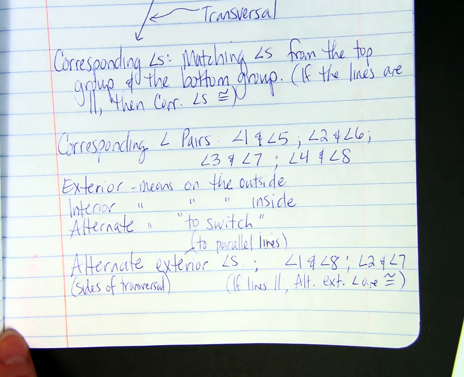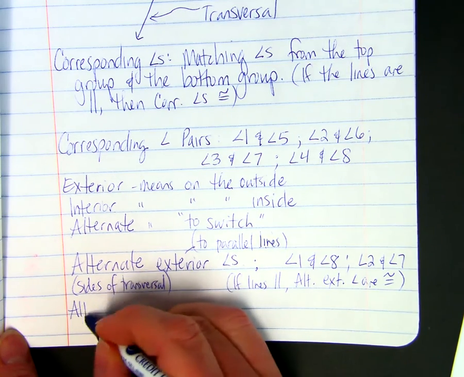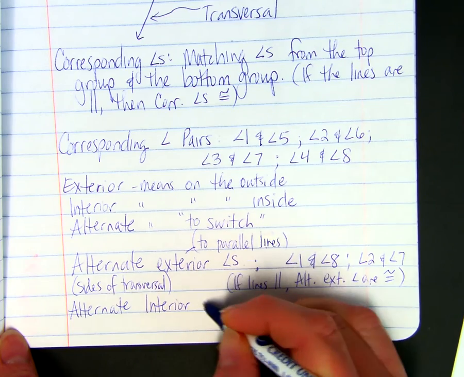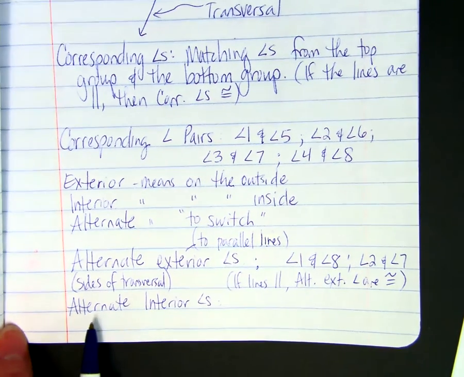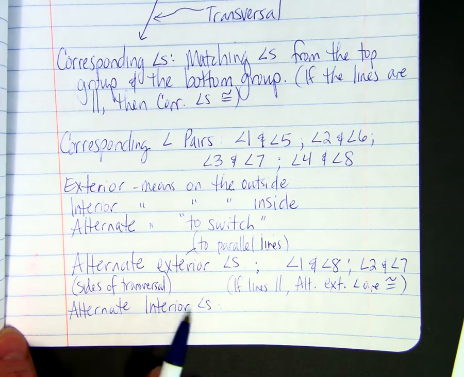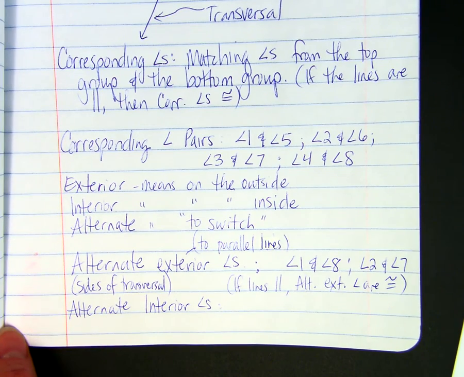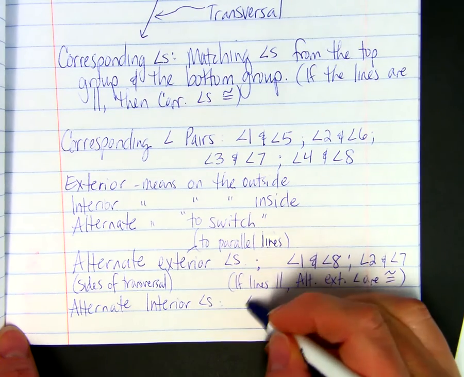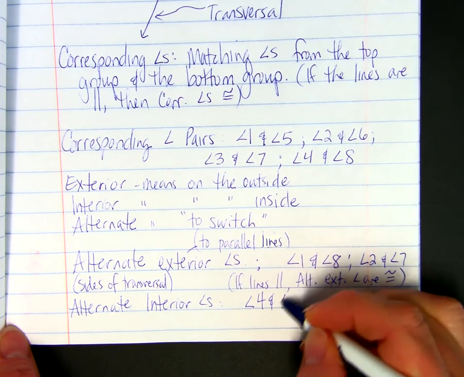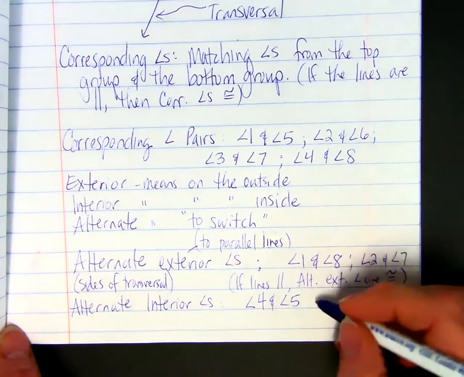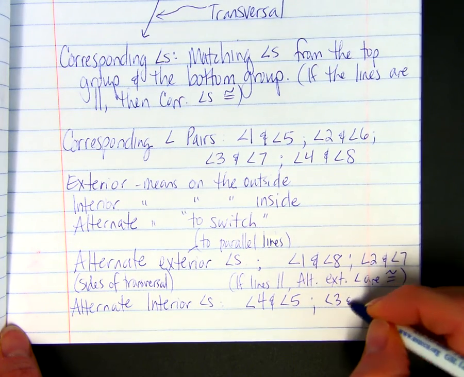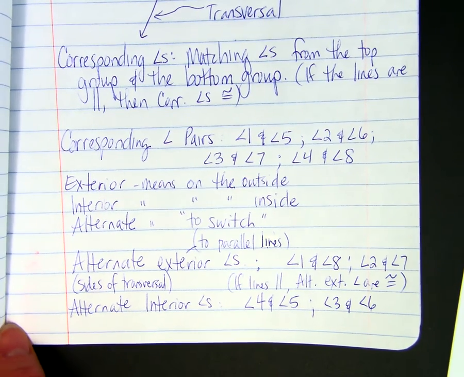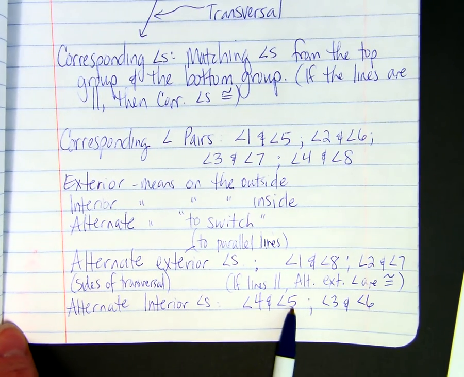Then we have what's called alternate interior angles. Again, it's the alternate sides of the transversal. Interior means between the two parallel lines. Those would be angle 4 and angle 5. Those two are alternate interior angles. And then angle 3 and angle 6. Again, if the lines are parallel, those two angles would be congruent.